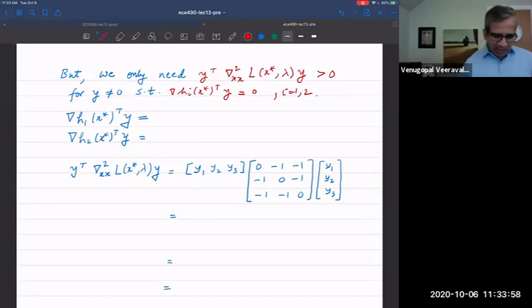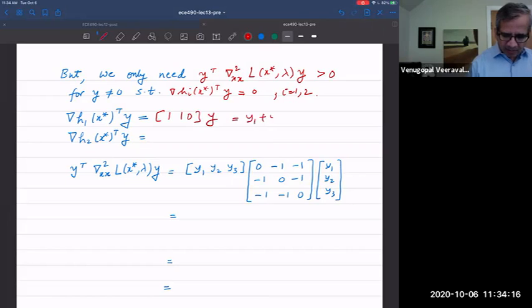So let's check the gradient of h1 at x star, transpose y. But that's the first row of that matrix A. So that's 1, 1, 0 times y, which is y1 plus y2.